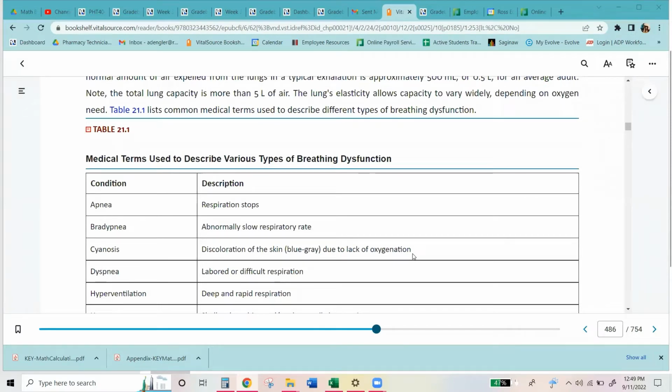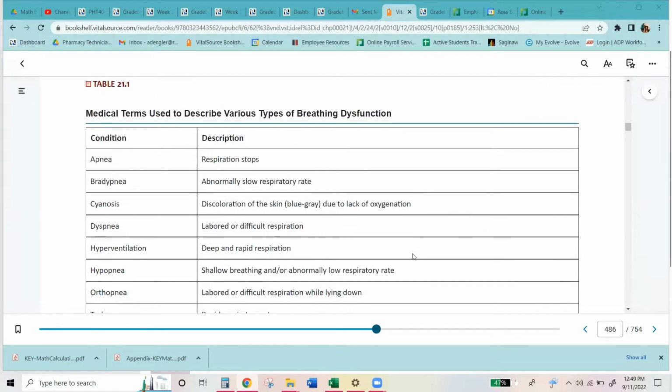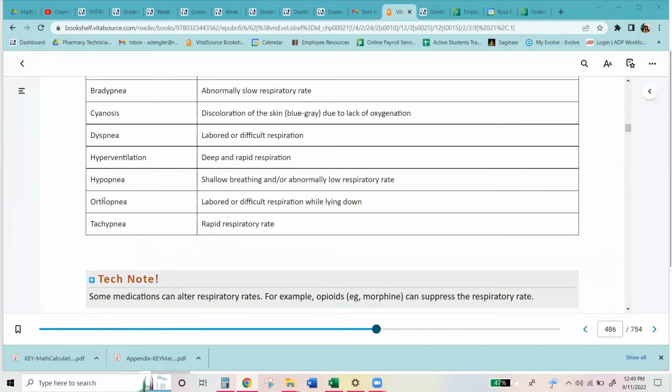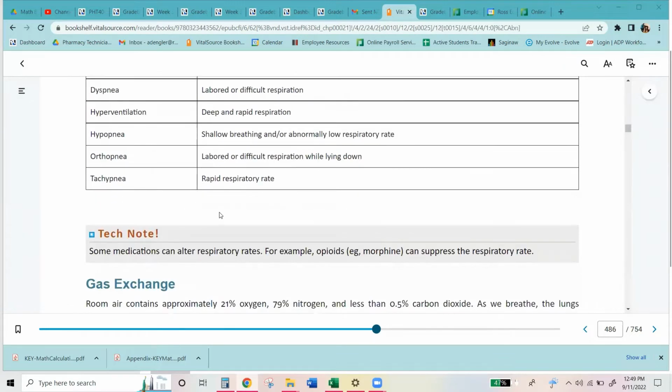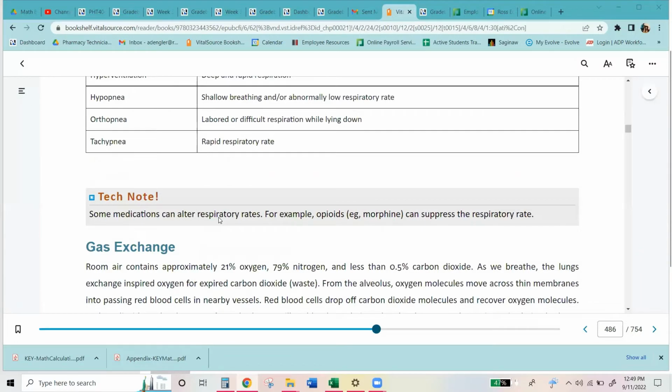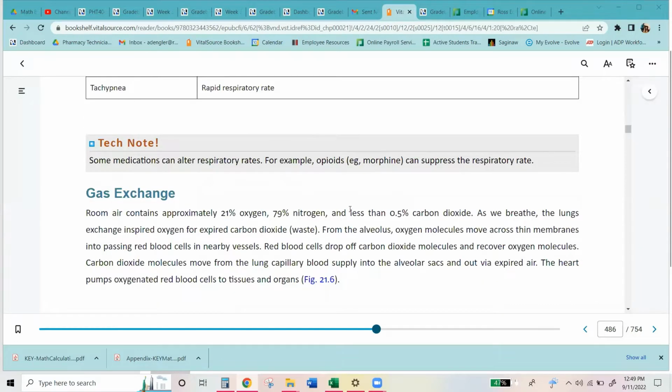So here's some medical terms used in describing various types of breathing dysfunction. We have apnea, bradypnea, cyanosis, hyperventilation, orthopnea. Some medications can alter respiratory rates. For example, opioids can suppress the respiratory rate.